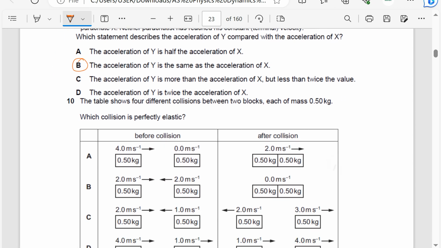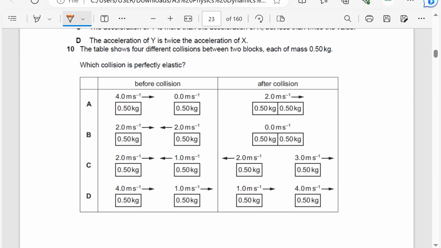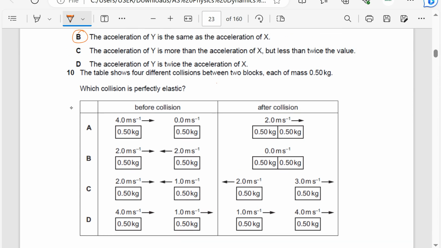The table shows 4 different collisions between 2 blocks, each of mass 0.5 kilograms. Which collision is perfectly elastic? Remember, for a perfectly elastic collision, the relative speed of approach should be the same as the relative speed of separation. So we are going to find the relative speeds of approach, and we'll also find the relative speeds of separation, and we see whether they're the same. When the bodies do not separate, the relative speed of separation is 0. So here it is 4 minus 0, which is 4. So this means A is out.